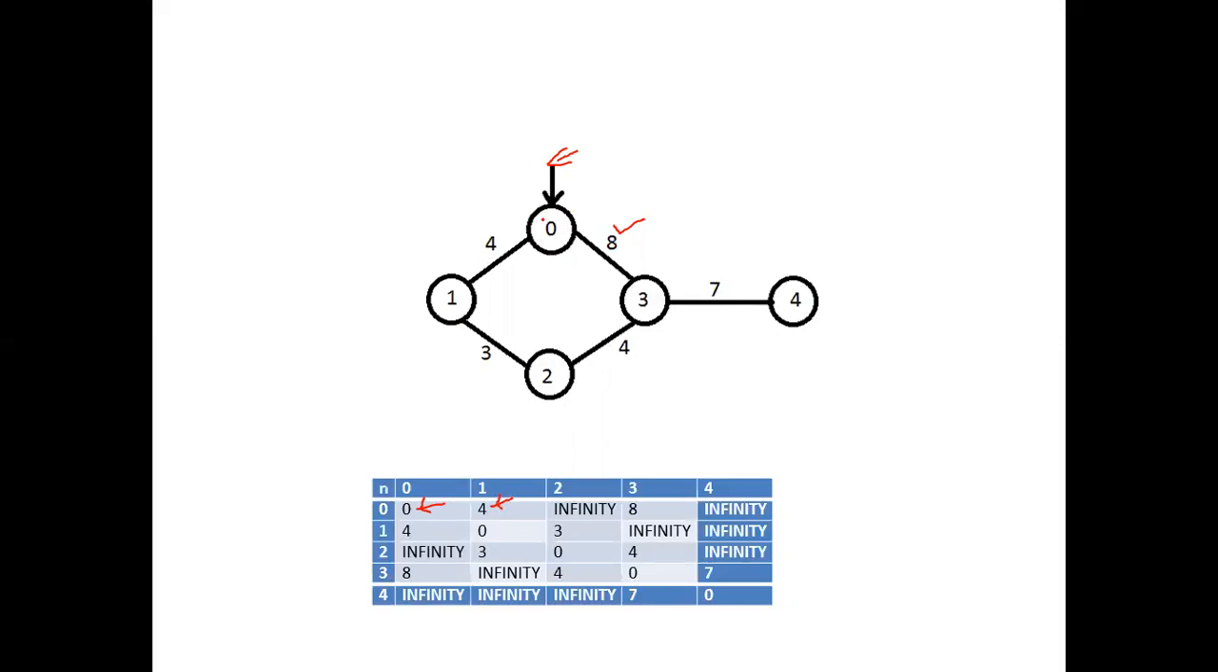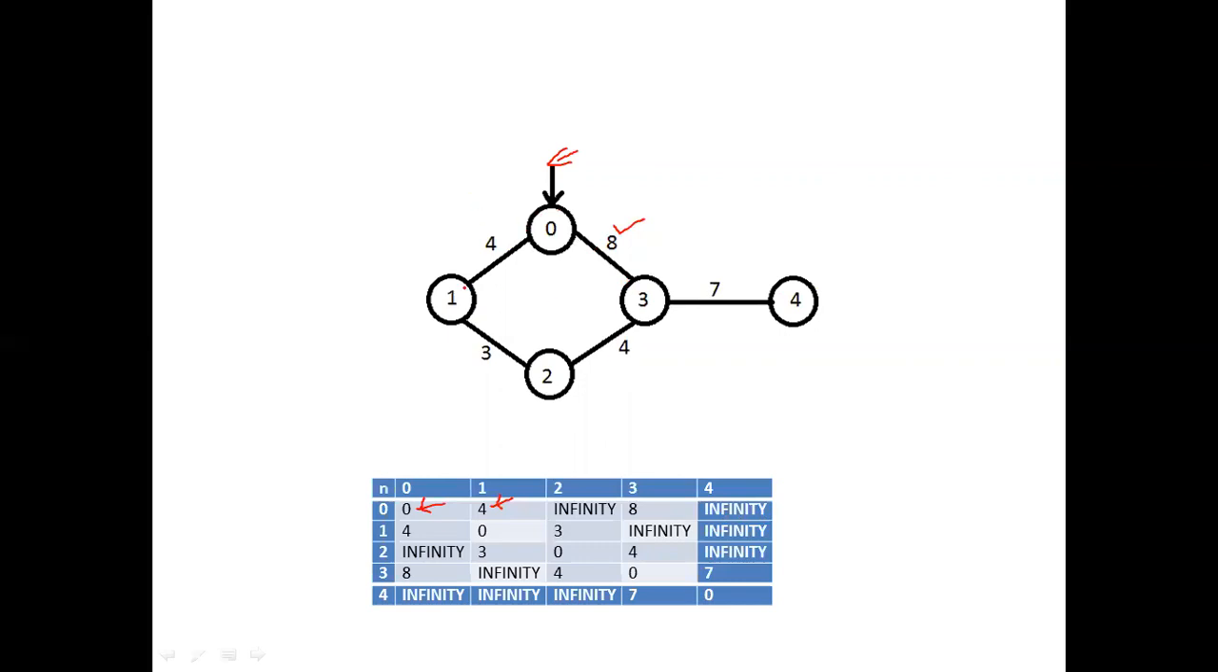Similarly, from 0 to 2, there is no direct connection. So at that time, it is going to be considered as infinite. If there is no direct connectivity, it will be considered as infinite. Similarly, from 0 to 3, a direct connection is there. Its weight cost is 8. Similarly, from 0 to 4 node, there is no direct connection. That's why it is considered as infinite.